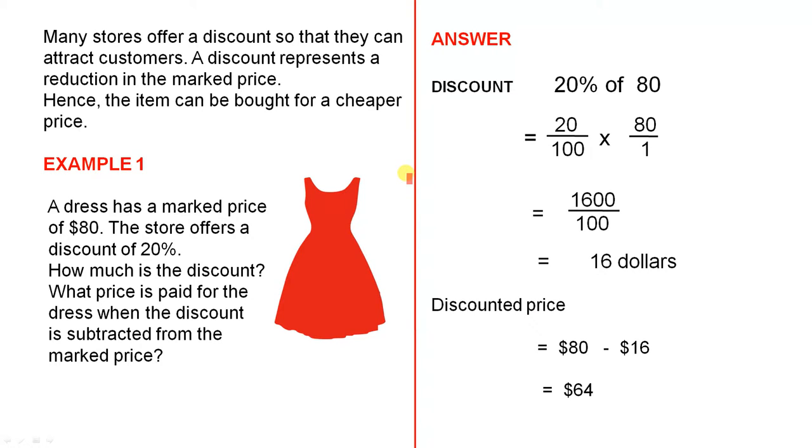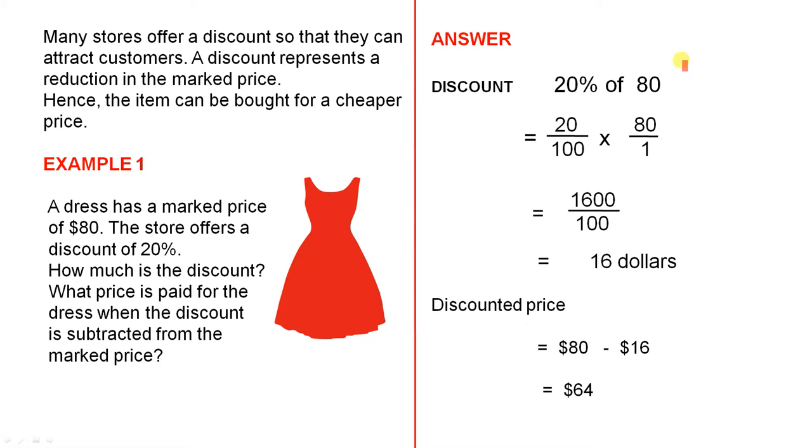Example 1. A dress has a marked price of $80. The store offers a discount of 20%. How much is the discount? What price is paid for the dress when the discount is subtracted from the marked price?